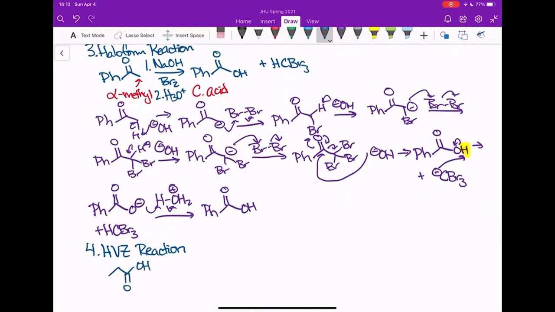You'll be using PBr3, Br2, and then water in your step 2. And then this will give you your carboxylic acid with the alpha bromine on the other side.